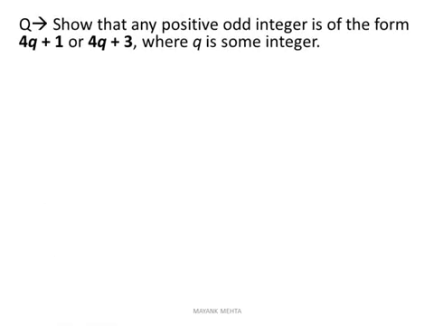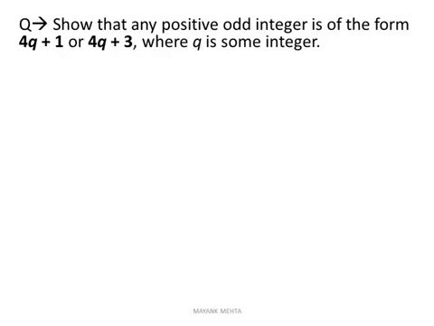Now, one question we have taken. This is the question of your textbook only. The question is to show that any positive odd integer is of the form of 4q plus 1 or 4q plus 3, where q is some integer. So here our target is 4q plus 1, 4q plus 3.